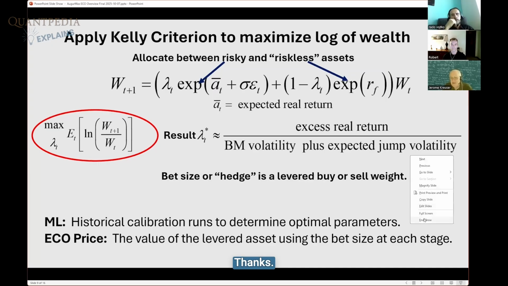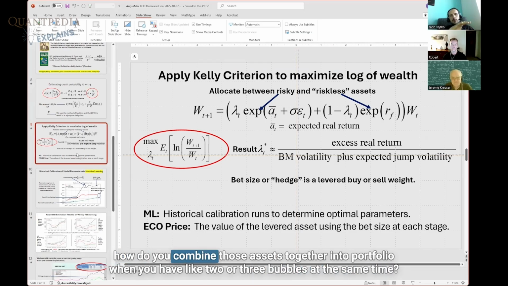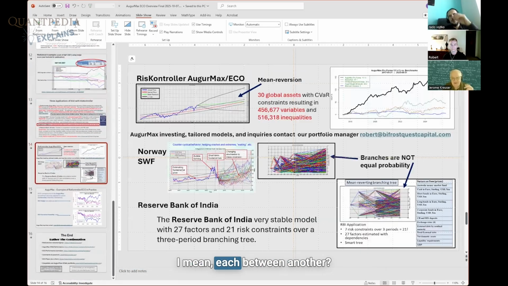Okay, thanks. And the second question: as I understand, the first part of the model deals with the individual assets, but how do you combine those assets together into a portfolio when you have like 2 or 3 bubbles at the same time? How do you weight those assets between them?